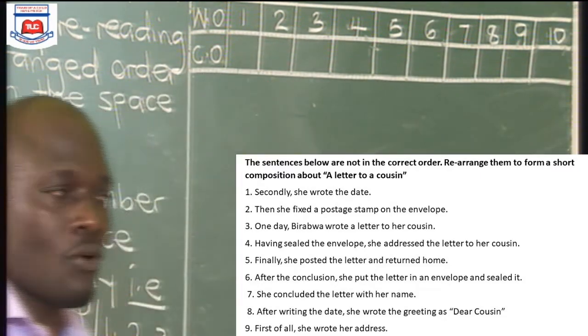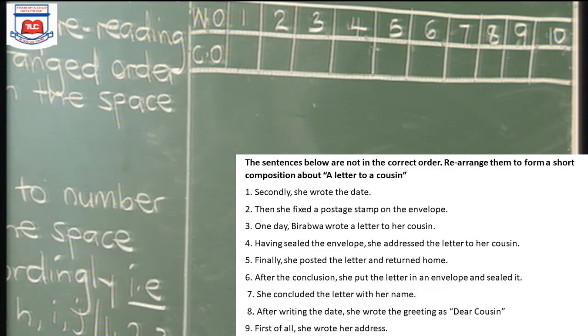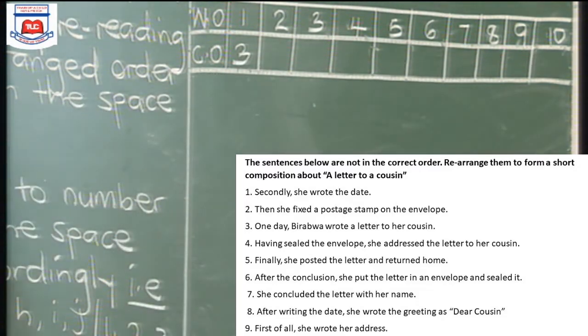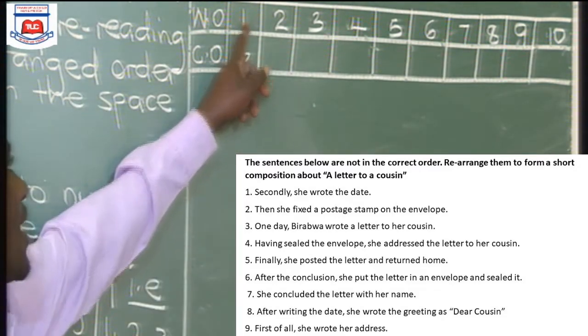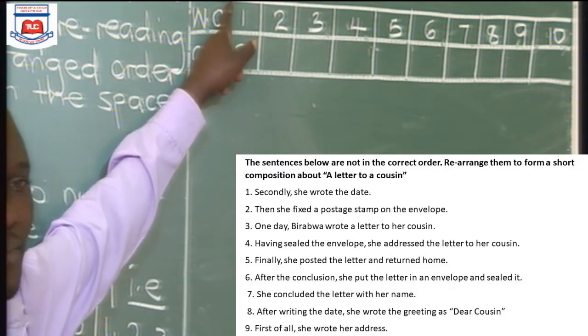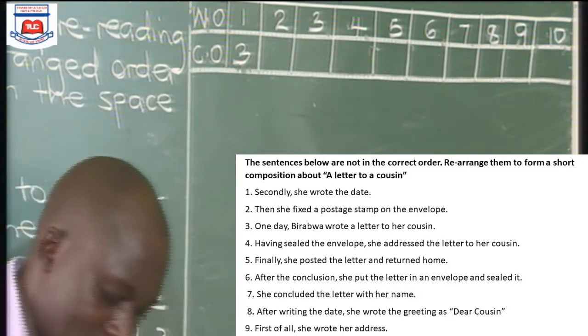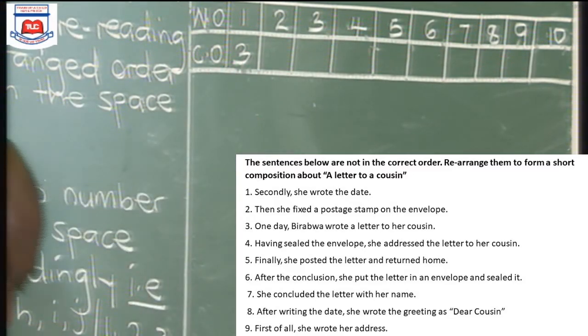So as we've been reading, we identified that our correct order number 1 is number 3. Yes, our correct order number 1 is number 3. So you go in the composition and you give your number 1 as number 3. Don't confuse. The correct order for number 1 is number 3. What does the statement read? The statement reads, one day, Birabwa wrote a letter to her cousin.